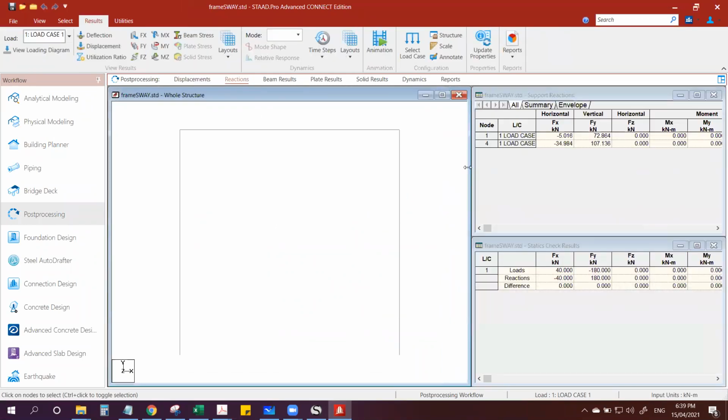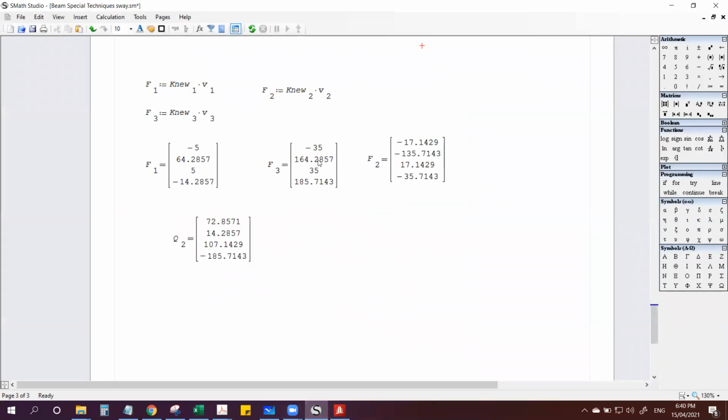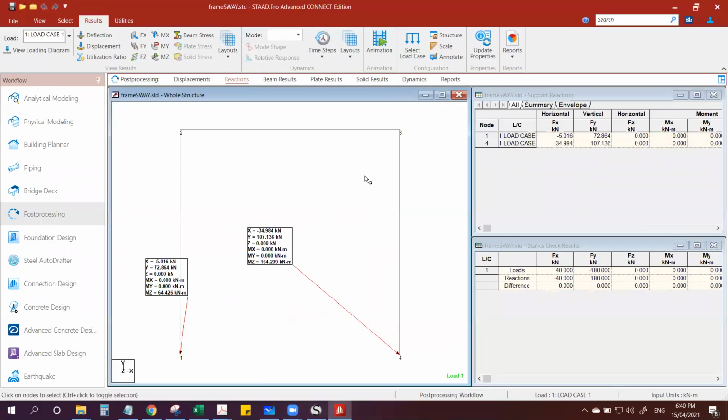So to get the reactions, these are the reactions 5 and 64. Okay, then for node number 4, 35 and 164. So that's it. 35 and 164. Okay. So this justifies that using just a beam stiffness matrix, we can approximate the forces or the behavior of a building frame.